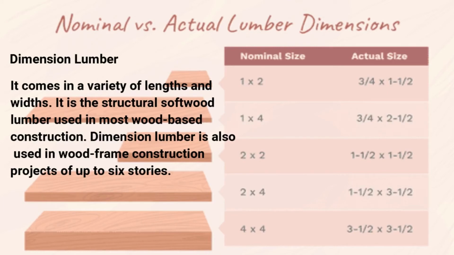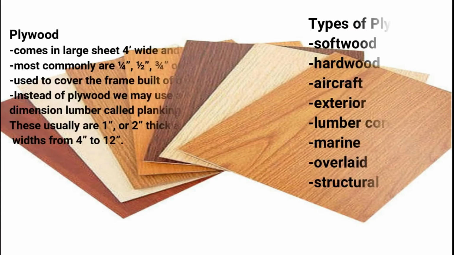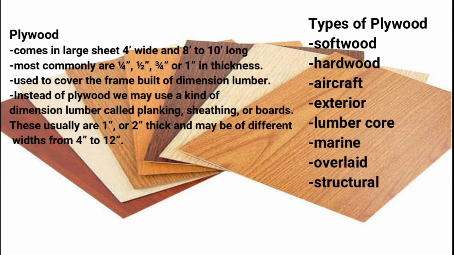Two kinds of wood or lumber are used in building forms. Dimension lumber. This is called dimension lumber because we speak the size of the piece by its dimension. Plywood. This comes in large sheets 4 feet wide and 8 feet to 10 feet long. These sheets most commonly are 1/4, 1/2, 3/4, or 1 inch in thickness. They are used to cover the frame built of dimension lumber.